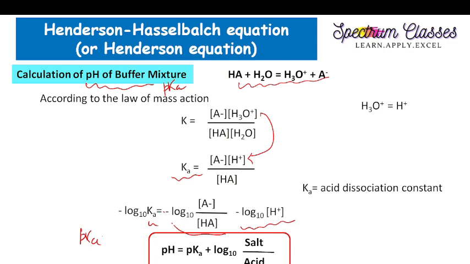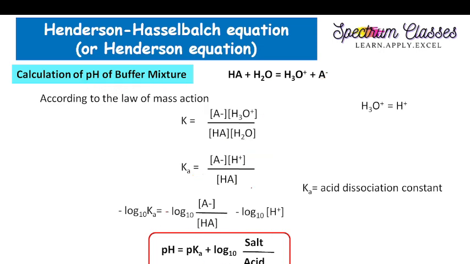Since this is negative, it will come to this side and be positive, right? So plus log base 10 salt upon acid, and this will remain as such on the right hand side. So this will be equal to pH. On solving this, I've written pH is equal to pKa plus log base 10 salt upon acid.